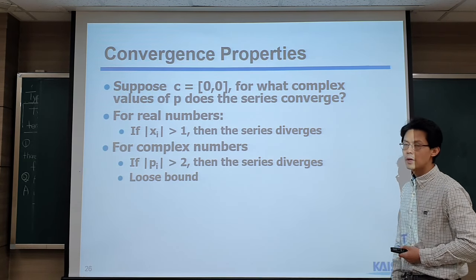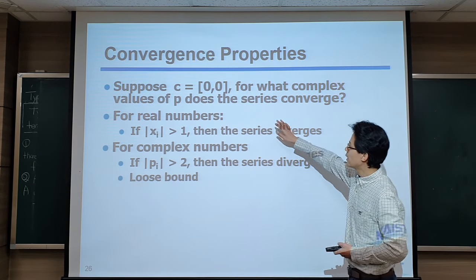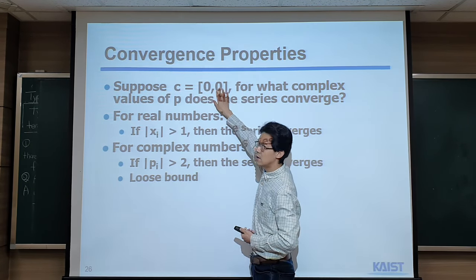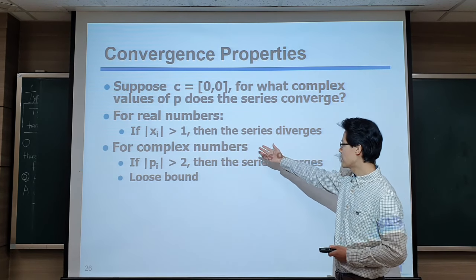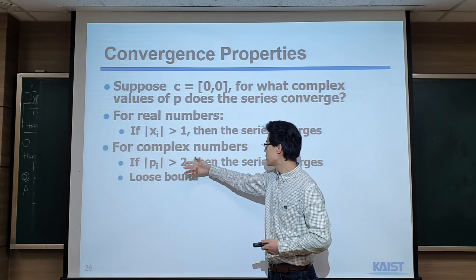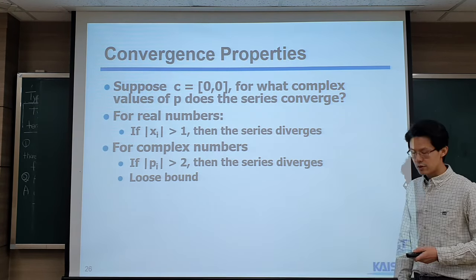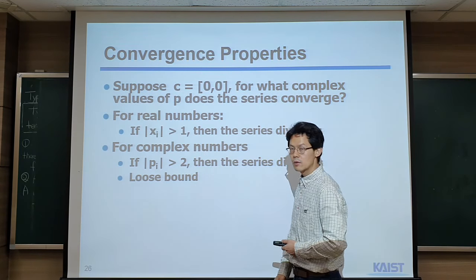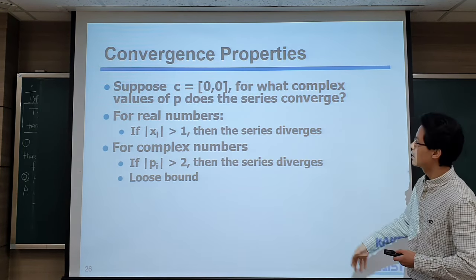We can also generalize this even for complex numbers. You will see that in this case C is 0. Then in the case of a real number, if the magnitude of x is bigger than 1, you know the series will diverge, right? And for a complex number, once the magnitude of your complex number becomes bigger than 2, the series will diverge. Computing a tight bound for this case is not really important in our course. So basically, we just utilize this property for creating our visualization.